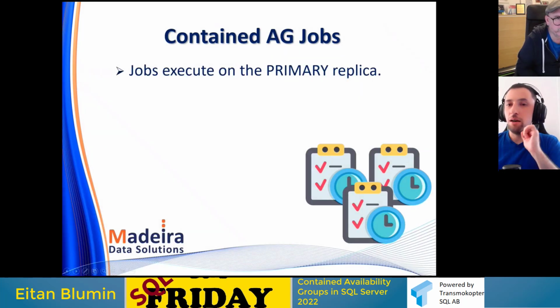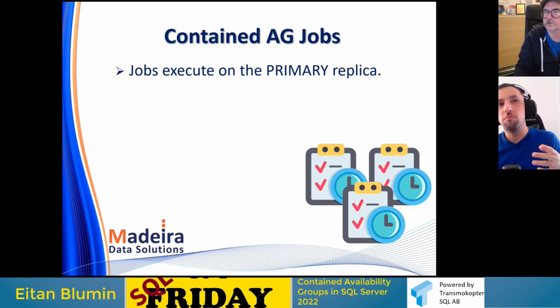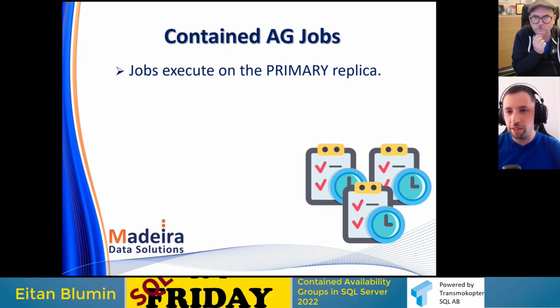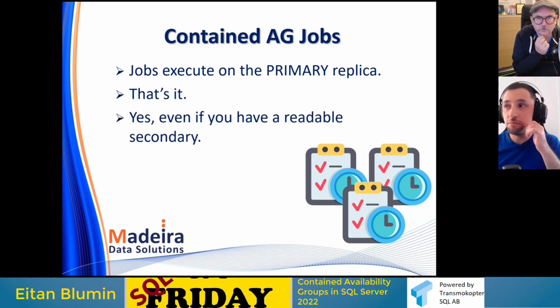We have some questions. Now, next, I want to focus a bit on jobs. As I said, we have the contained MSDB, and it synchronizes automatically as part of the availability group. It fails over automatically as part of the availability group. That means that jobs you created inside the contained availability group execute only on the primary replica. That's basically what this feature called contained availability group gives us in terms of jobs. What else, you ask? Nothing, that's it.